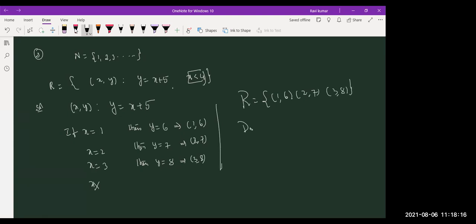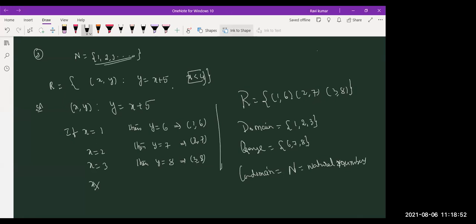Now they're asking us to find the domain. The domain is 1, 2, 3. What's the range? 6, 7, 8. Very good. What's the codomain? Natural numbers: 1, 2, 3, all the infinite natural numbers. Codomain means whatever set they give, you have to write that set as the codomain every time. Okay, now we can copy.